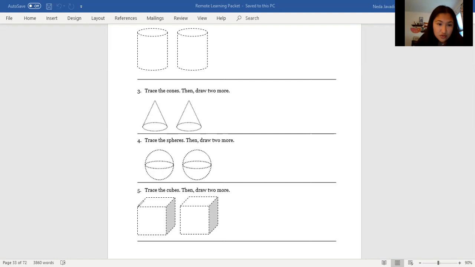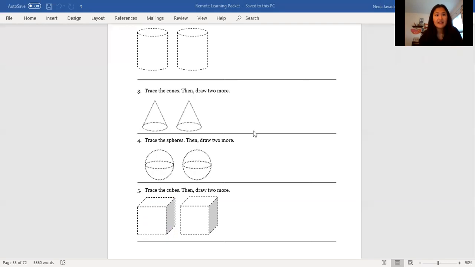So I'm going to trace the front face first by drawing a square like that. Then I'm going to trace the part of the cube that's on top, like that. And then trace the side of the cube, like that. Cool. Now you can pause the video and trace the next cube, then draw two more by yourself. When you are done, we are going to keep going.